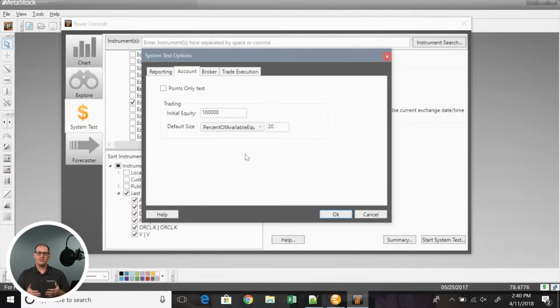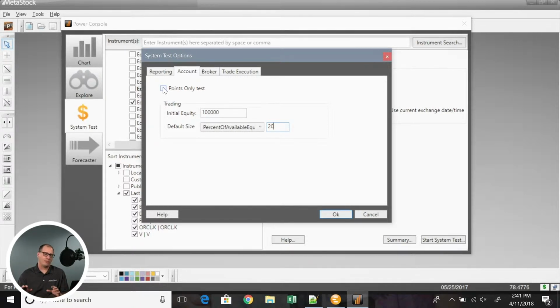What percentage of available equity does is it says, okay, well, I've got 100,000 in my account, so what I'm going to do is actually risk 20% of that, so 20,000 in this case. So if my account skyrockets and goes up to 200,000, well, now I'm suddenly risking 40,000 because that's 20% of my available equity. If I drop down to 50,000, 10,000. So you kind of get the picture of that.